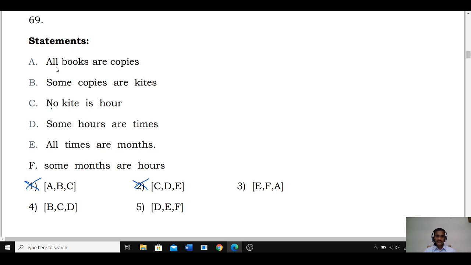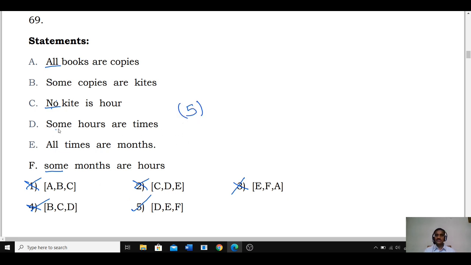E, F and A. F is a statement with some, A is all. All cannot be drawn from some. 3 is ruled out. B, C, D: negative statement, D is an affirmative, straight away ruled out. Finally, we are left with one choice. So, elimination is easy.